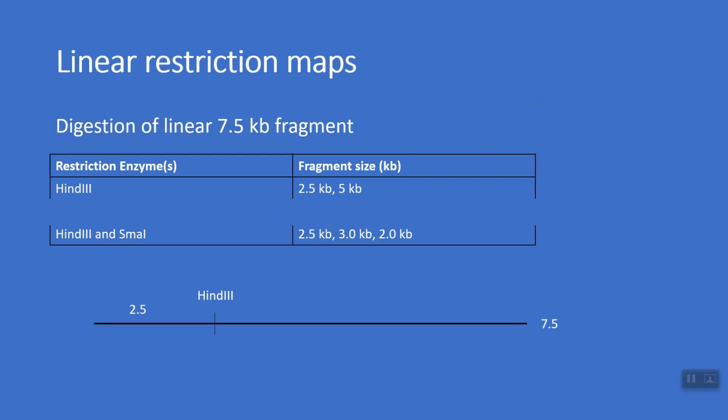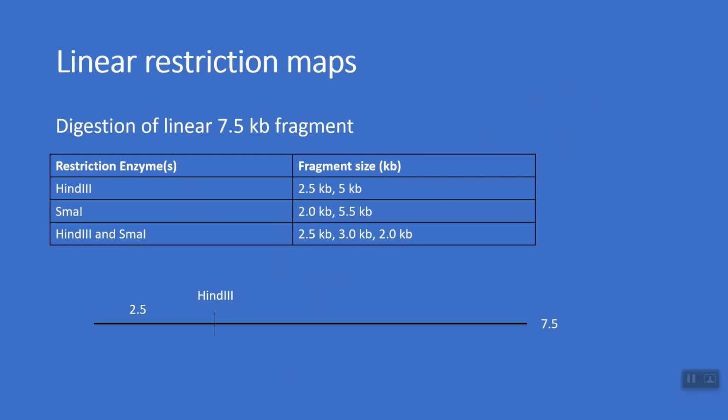Since we have a fragment of 5.5 kilobases in the SmaI single digestion, this means that if we exclude the HindIII restriction site, we need to be able to produce a fragment of 5.5 kilobases and a single fragment of 2.0. Therefore, the SmaI restriction site has to be 3.0 kilobases downstream of the HindIII site, as these combined fragments would give us the 5.5 kilobase fragment produced from the single digestion.